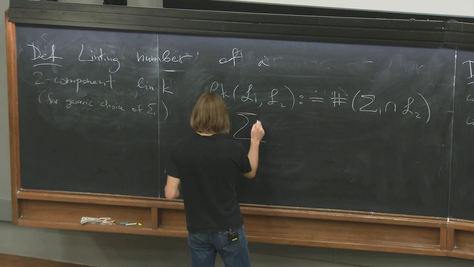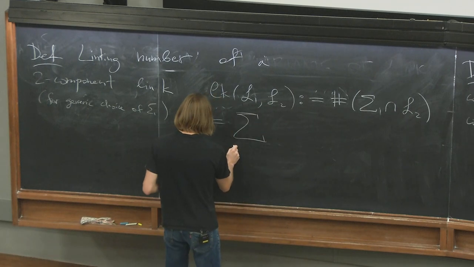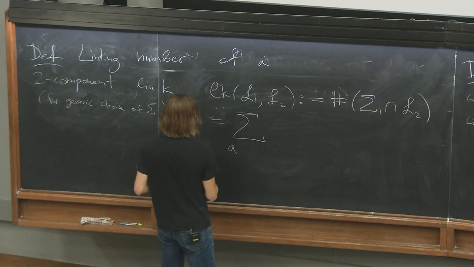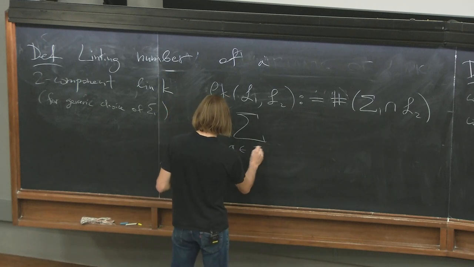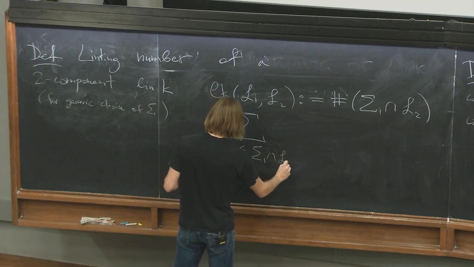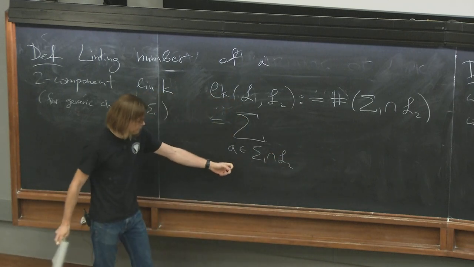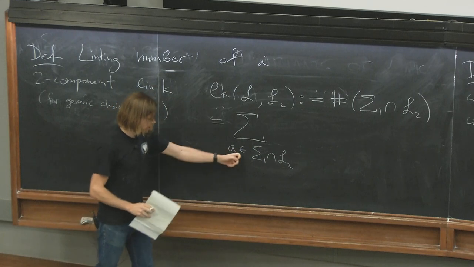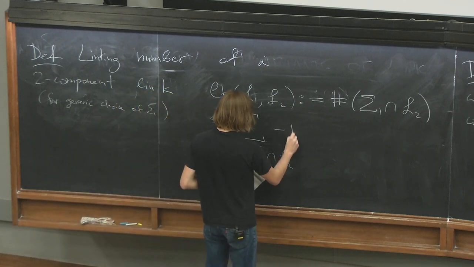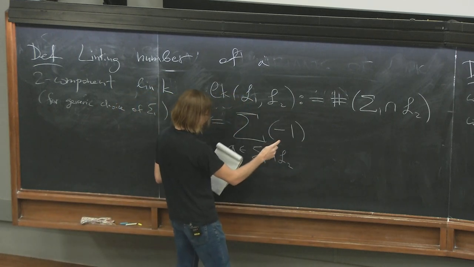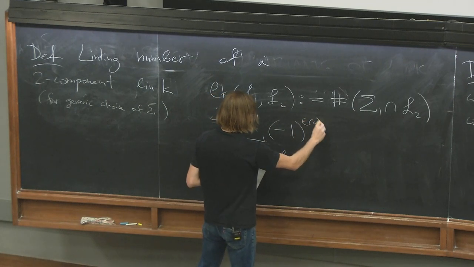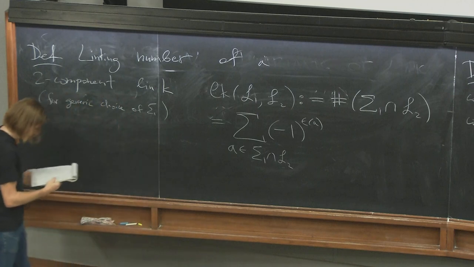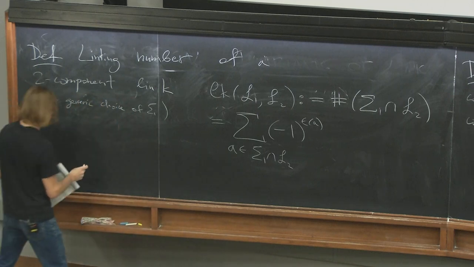I have to do a sum over all points. Assuming this intersection is just a finite number of points, I do a sum over all points here, and for each point, I add plus or minus one, depending on a certain orientation. So let me elaborate on this choice.